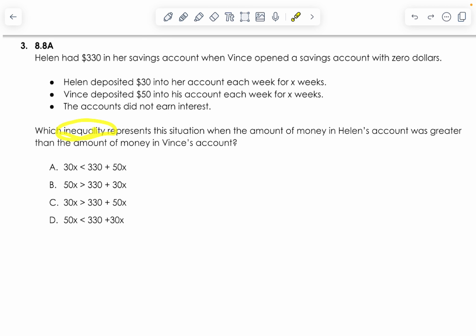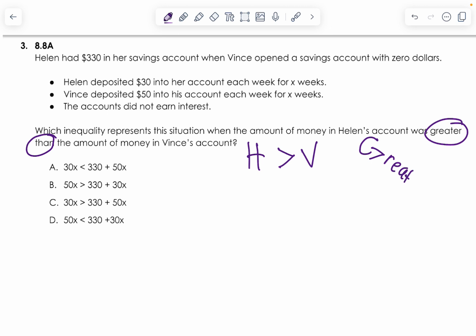Which inequality, and remember that just means not equal to, so we're dealing with less than or greater than, represents this situation when the amount of money in Helen's account was greater than the amount of money in Vince's account? So it tells us right here we're looking at a greater than symbol when Helen's account is greater than Vince's account. I can write it this way, and I know the alligator mouth wants to eat Helen's amount. It's greater than. Also, our greater than symbol can be turned into a capital G, and we can write greater than next to it, right?